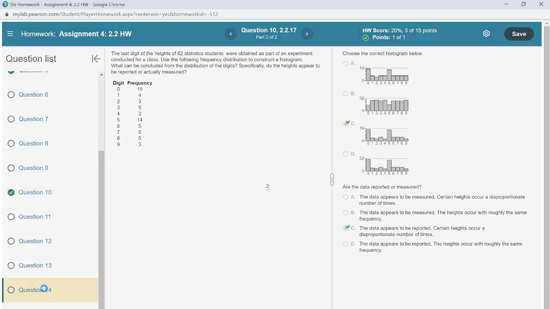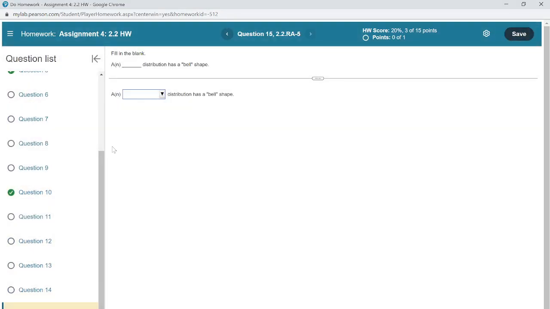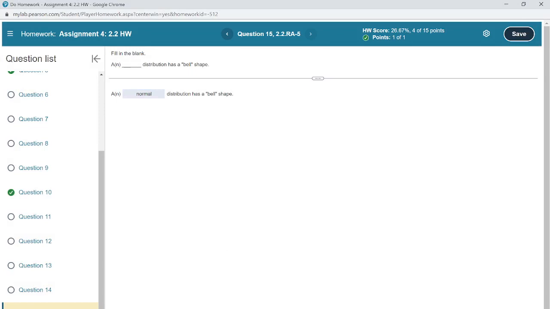I think these questions are fill in the blanks. Our distribution has a bell shape. What type of distribution has a bell shape? Normal distribution for sure. So a normal distribution has a bell shape. So this is the histogram.